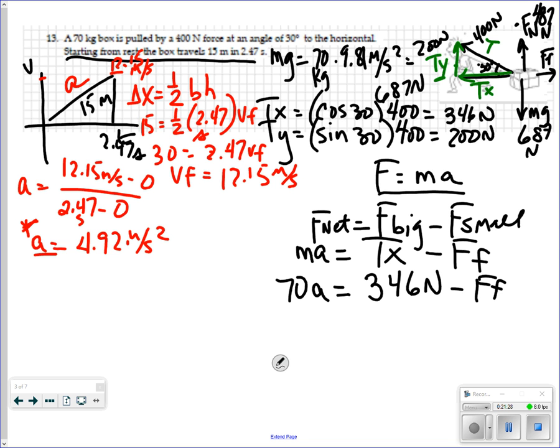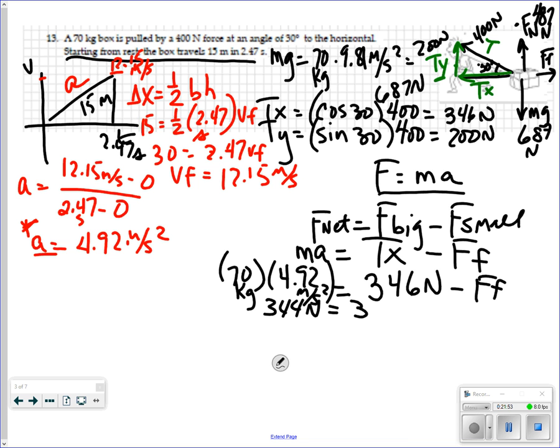Oh, wait, 70A, I'm so silly. I know what A is. So 70, that's kilograms, by the way, times 4.92 meters per second squared. Realistically, I'm only missing the one thing. I'm only missing the friction. So when you do the work, this is going to be about 344 newtons.